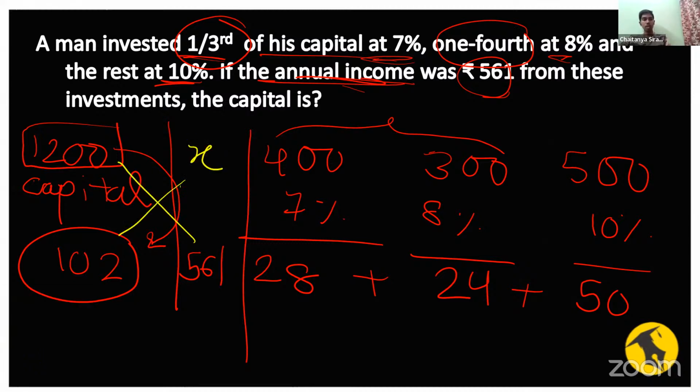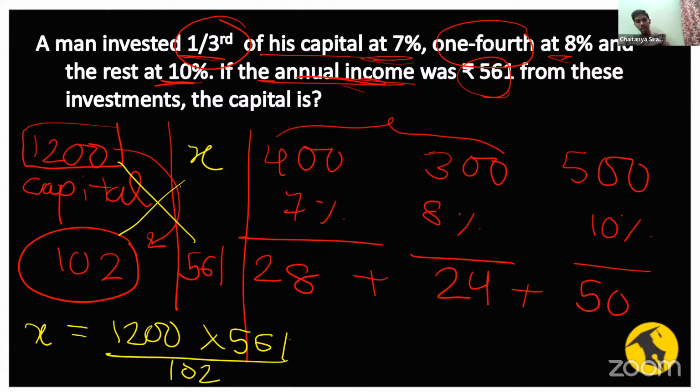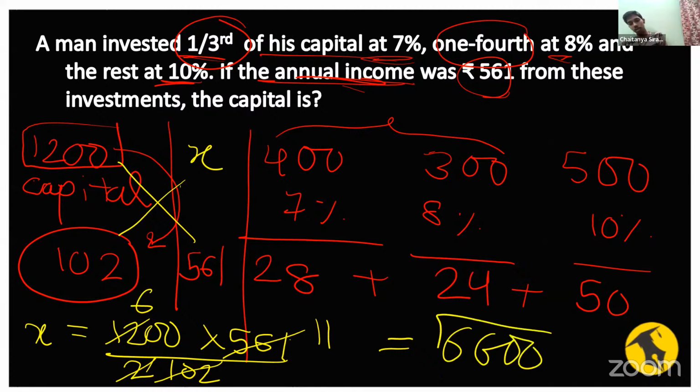You can simply do it by cross multiplication. So my x would be 1200 into 561 upon 102. You can divide these two by 51. 51 twos are 102, and this would be 51 into 11. This would be 6. So x is 6600. So 6600 is the capital he had. So he invested one third at 7%, one fourth at 8%, and the remaining at 10%. I hope the solution to this part is clear.